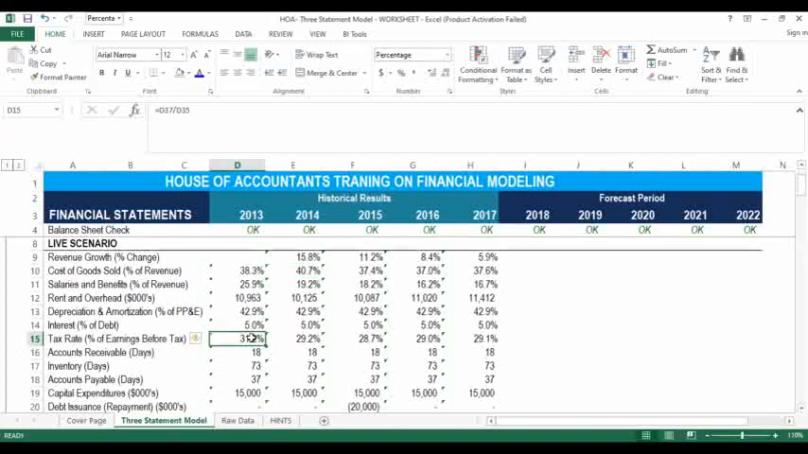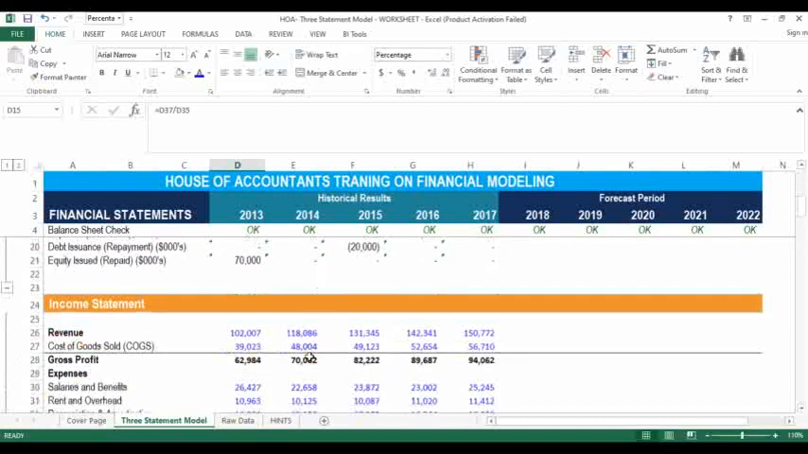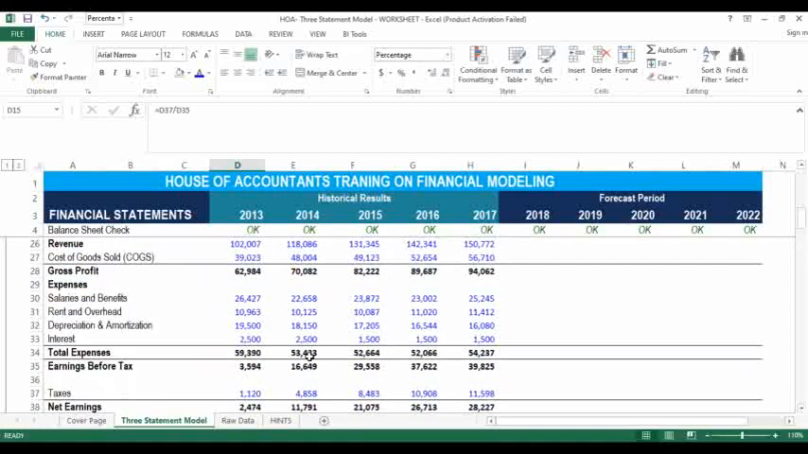So looking at the tax rate here, you will see that the tax was dropping. If the tax was dropping here, definitely their profit before tax was also dropping, because it's supposed to be increasing, but now the tax is dropping. So definitely the earnings before tax were also dropping. Let's go and see if you are right.